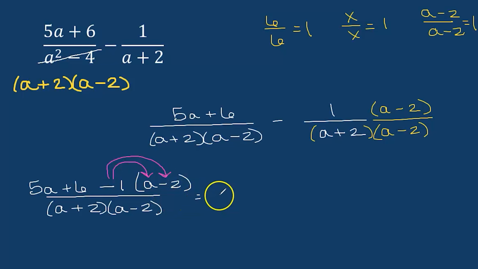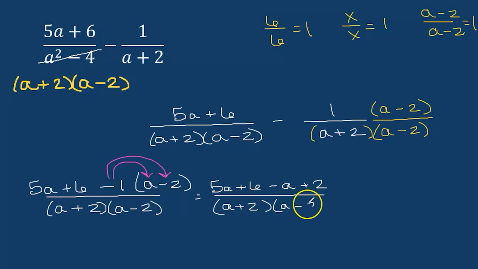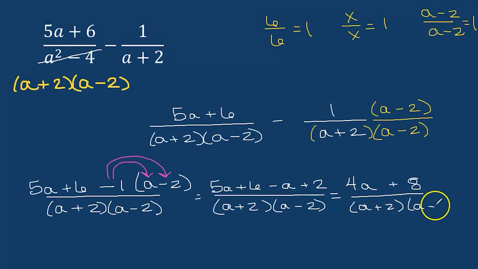That changes our numerator to 5a plus 6 minus a plus 2. Again, still over a plus 2, a minus 2. 5a minus a leaves 4a. 6 plus 2 is 8. And now we have that over a plus 2, a minus 2.